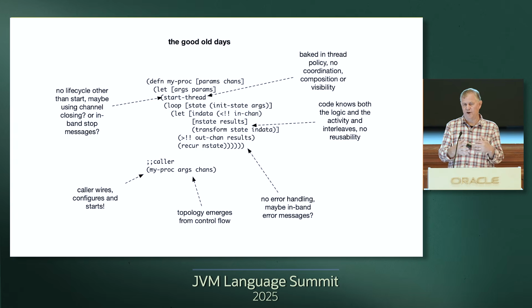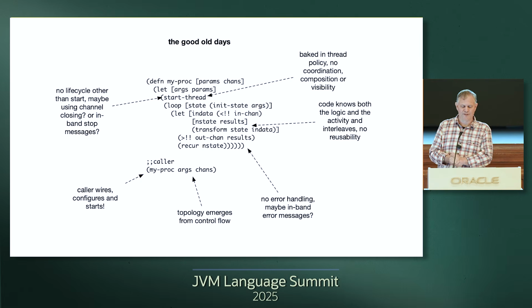The caller here is handling all of the wiring explicitly. The topology of the overall set of core async Go blocks is really just emergent as you connect them. Whoever is responsible for connecting them all together is handling all that. There's not really any error handling in this code right now. There are a bunch of techniques people use for handling core async error handling, and there's libraries for that sort of thing. This is not doing any of that stuff.